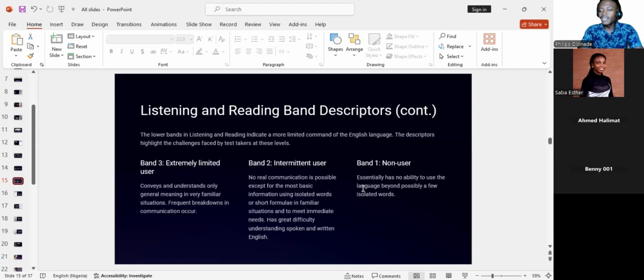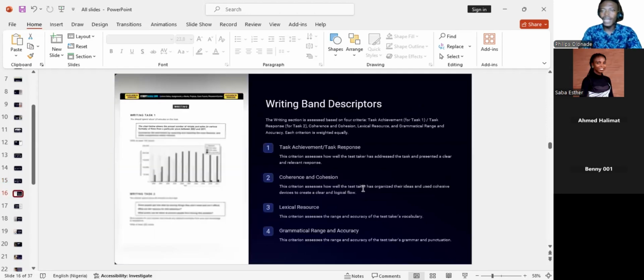So that's for the listening and reading band descriptors. Now, for the writing band descriptors, it is different. When you're writing your exam, have these 4 things at the back of your mind. You are being tested on these 4 things. So if you understand them, you are 30% ready. So pay attention.